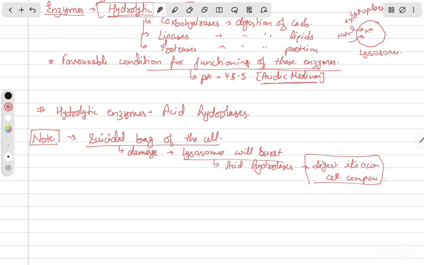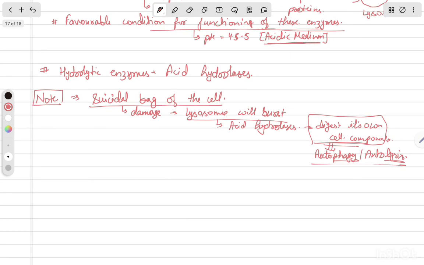That is why it is known as the suicidal bag of the cell, and digestion of its own cellular component is known as autophagy or autolysis, right? Phagy means digestion, lysis means breakdown, auto means self.